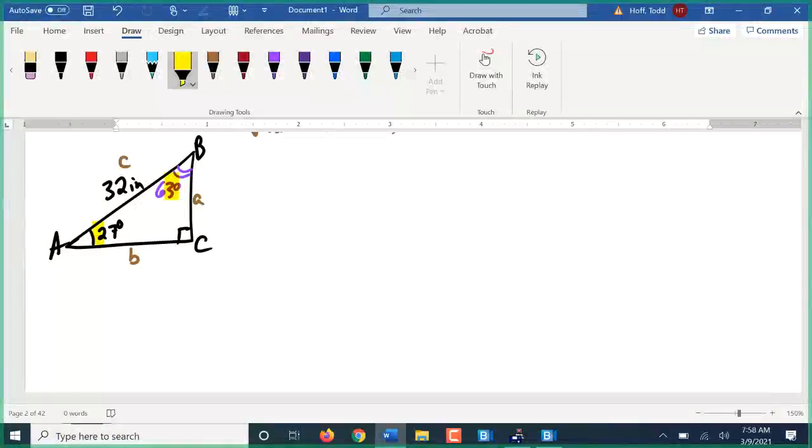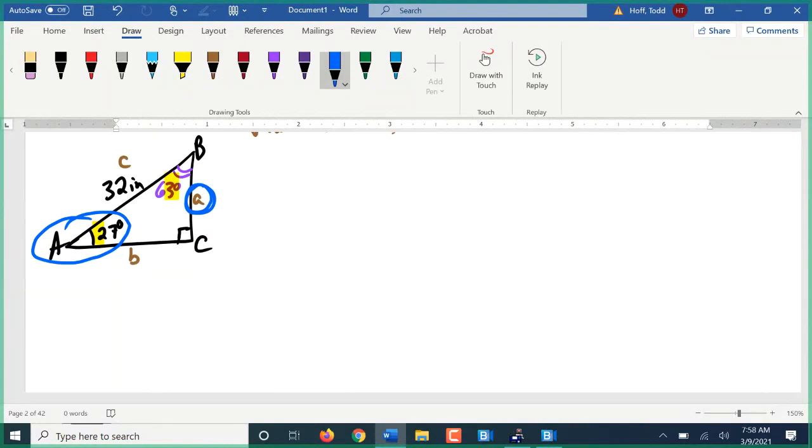To find the sides A and B, I have to use a trig function. So first we're going to pick a side that we want to find. Let's find side A first. Next, we have to decide which angle we want to use to find it. Now, I just calculated angle B. I'm actually going to go back and use angle A. There's a reason for that. This is the engineer in me coming out.